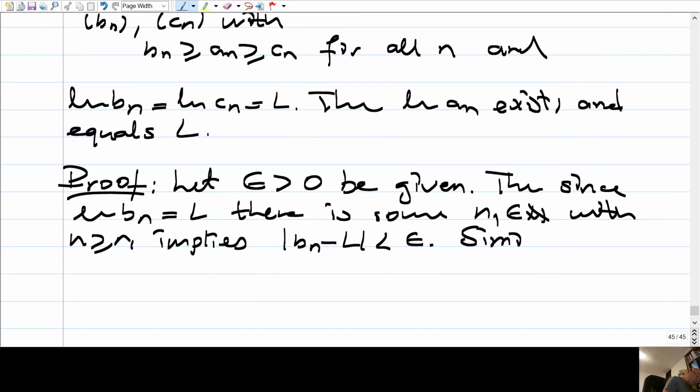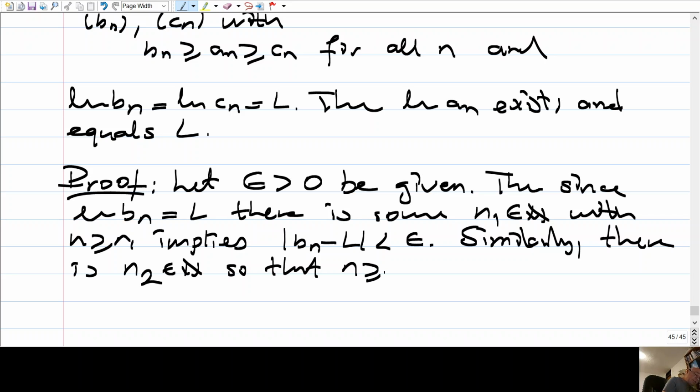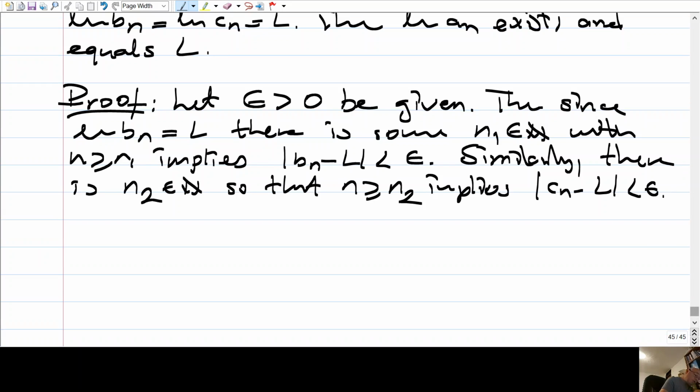Similarly, there is n2 because Cn is convergent, so that n greater than n2 implies Cn minus L is less than epsilon. So we have, maybe I should make this epsilon over 2, okay, epsilon over 2. Then we have the following.